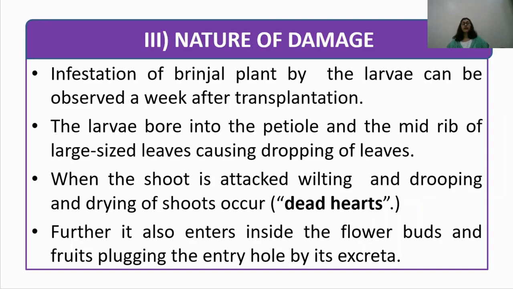Nature of damage: infestation of brinjal plant by the larvae can be observed a week after transplantation. The larvae bore into the petiole and the midrib of the large size leaves, causing drooping of the leaves. When the shoot is attacked, then wilting, drooping and drying of the shoots occur, and the point above which wilting occurs is called dead heart. Further, it also enters inside the flower buds and fruits, plugging the entry hole by its excreta.